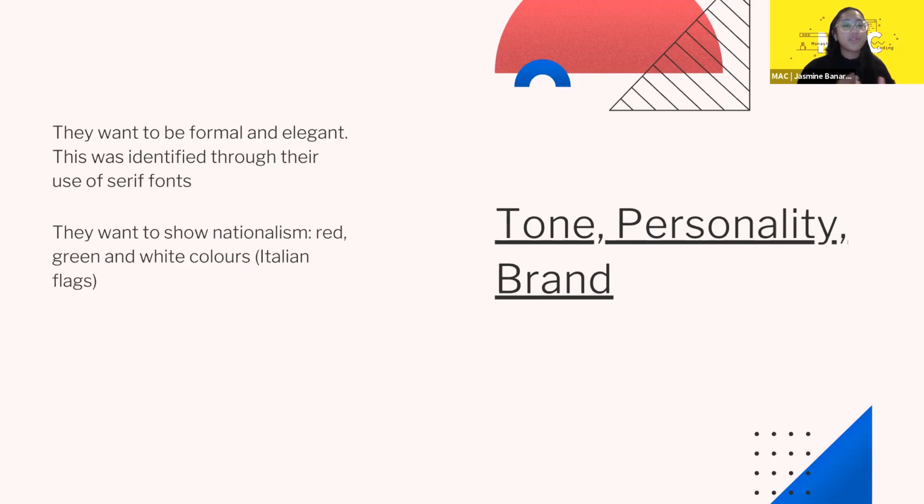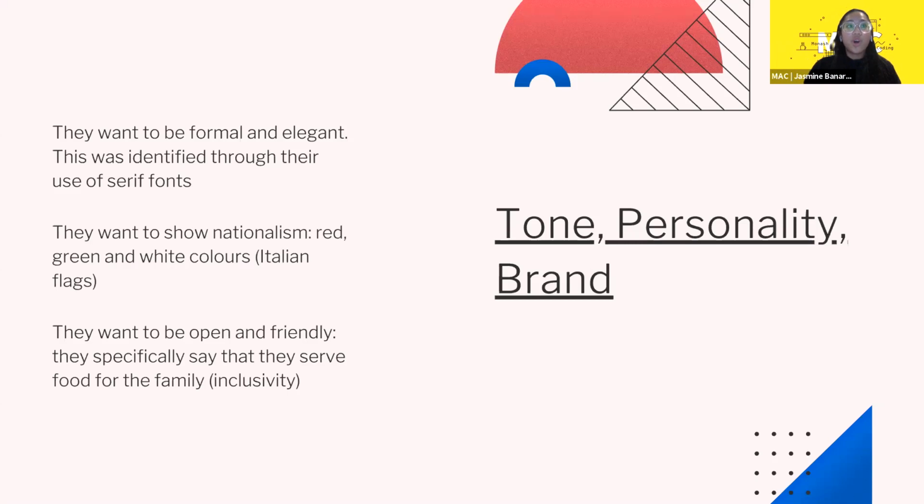So basically what I can see from the use of serif fonts is they want to be formal and elegant. They want to show people that, oh yeah, we're really high class, we serve really good pizza, and we have an elegance to our restaurant. At least that's what I thought they were trying to convey, but they didn't do it really well. Also, because of their use of red, green, and white, the colors of the Italian flag, they want to show their nationalistic side. I don't know if that's the word. Basically, they want to show that they're true Italian. Our food is authentic, and this is who we are.